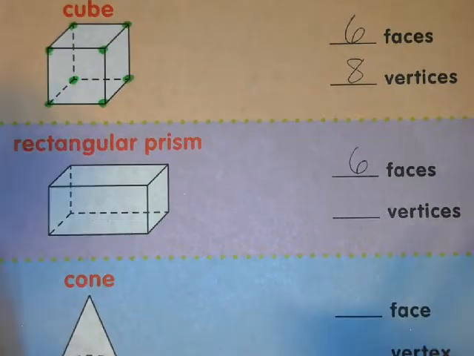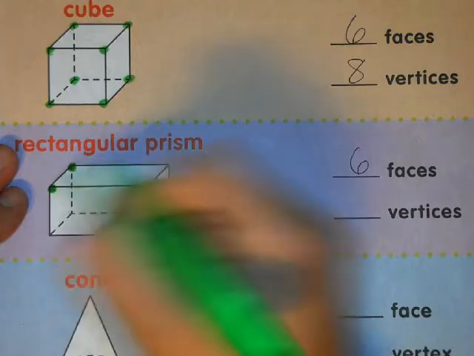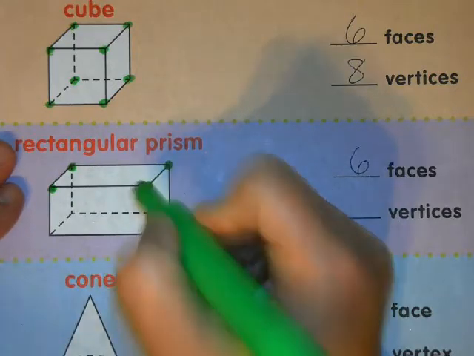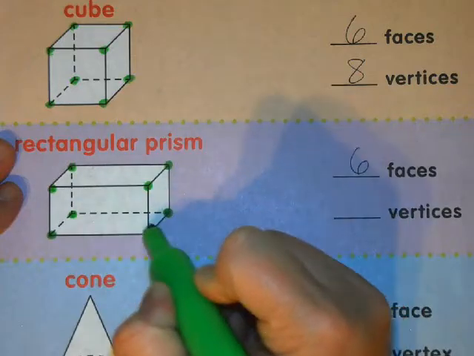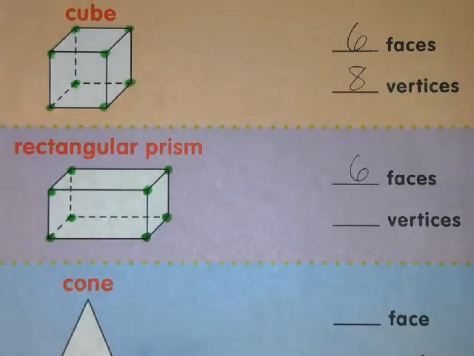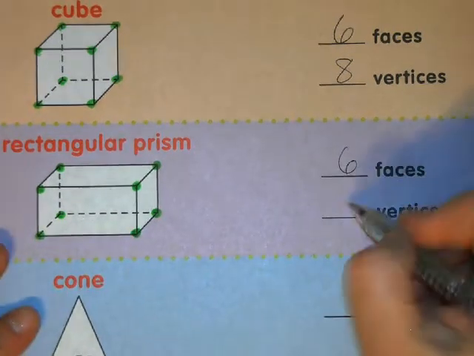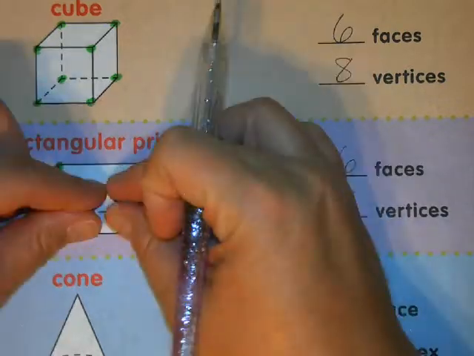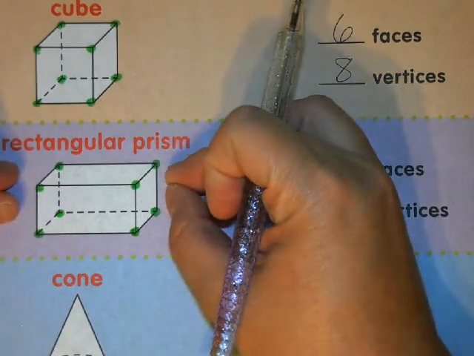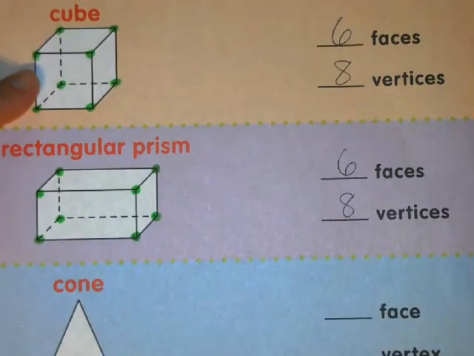Okay, so let's count the vertices. 1, 2, 3, 4, 5, 6, 7, 8. 8 vertices, just like in the cube. So a cube and a rectangular prism are almost the same, except a rectangular prism is more stretched out. And a cube is just like a square, but you can see all the way around it, the top and the bottom, and all the sides.